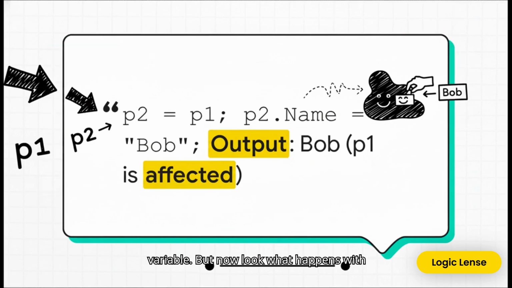But now look what happens with a reference type. Totally different story. Here, P1 and P2 are just our maps, right? They both point to the very same person object.